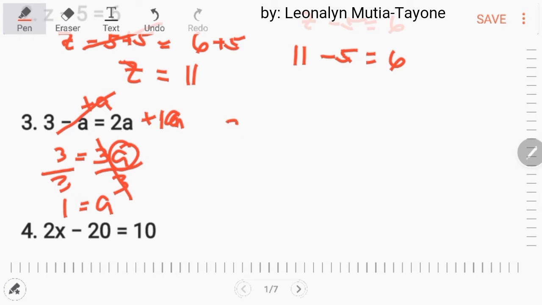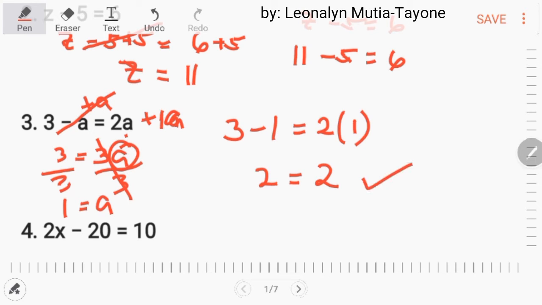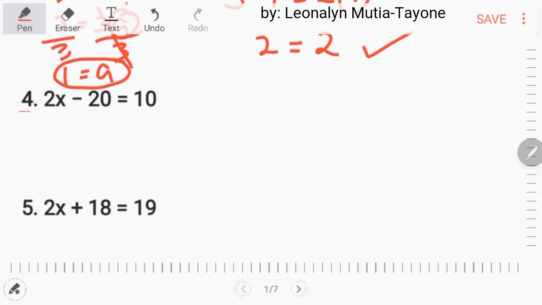Let's double check. 3 minus A, and A is equals to 1. And this is 3 minus 1 equals 2. 2 times 1 equals 2. So our answer is correct. It is 1. Number 4. 2x minus 20 equals 10. So first, i-transpose natin si 20 sa kabila. Paano mag-transpose? Mag-add ka ng 20 to both sides para makancel si 20 dito at nandito na siya sa kabila.